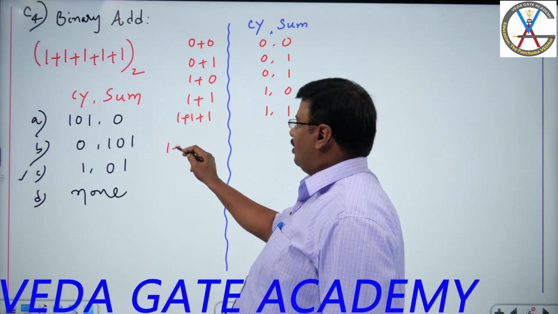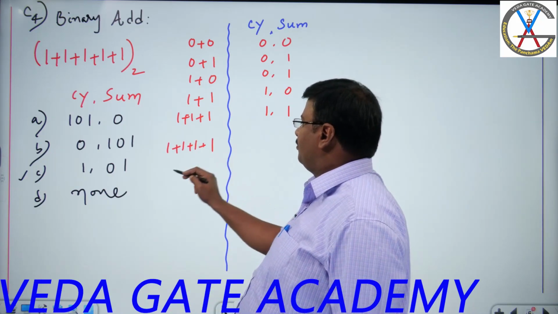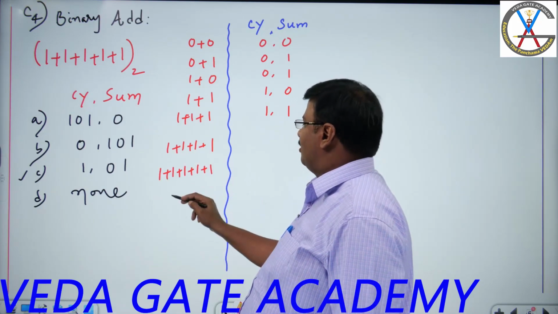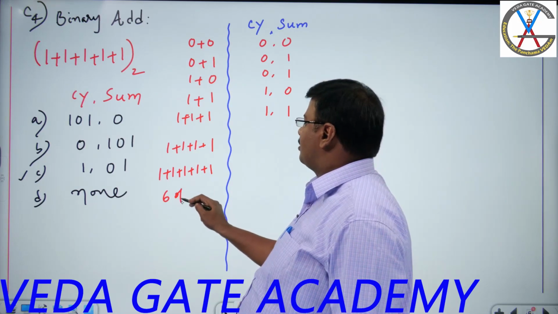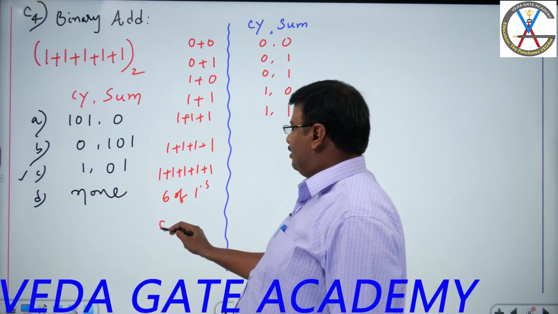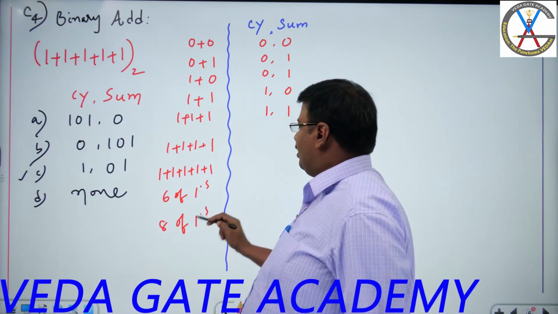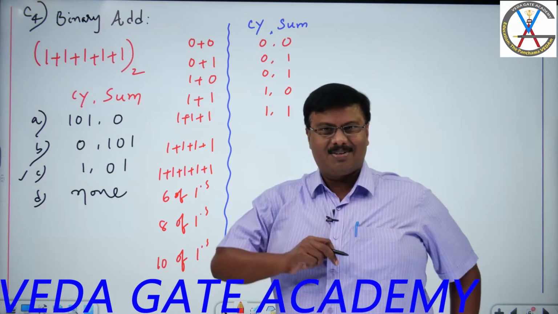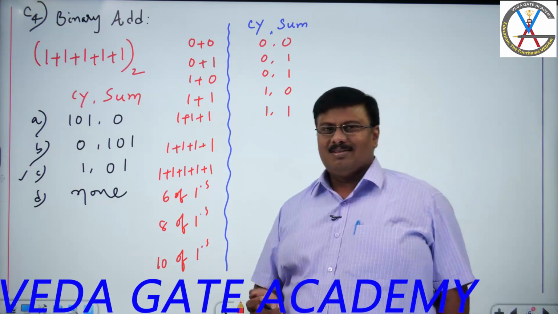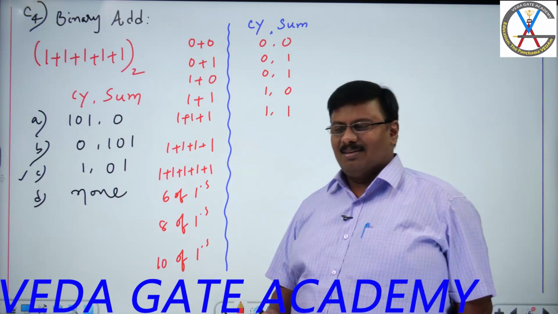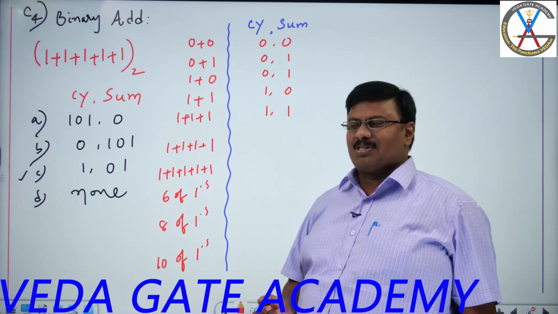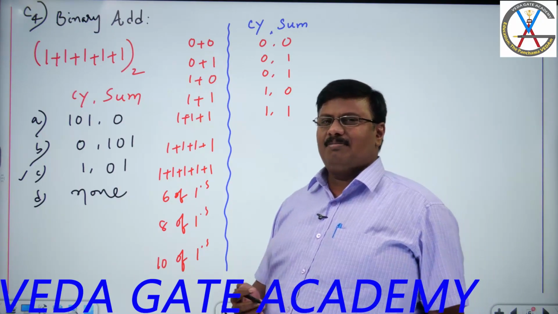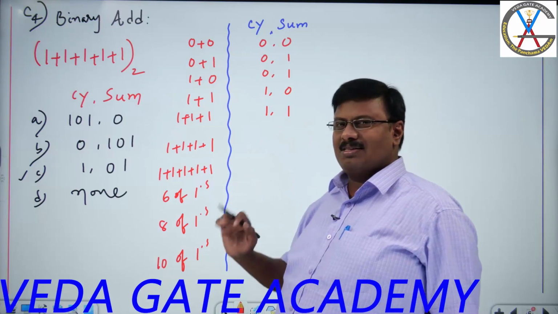And next, 1 plus 1 plus 1 plus 1. Then 5 ones, 6 ones, 8 ones, at last 10 ones. When I raised this question, many told me, sir, beyond three 1s, it is neither available in the textbooks nor did the teacher teach it. Funny. The fundamental procedure of adding binary digits works for any number of digits.